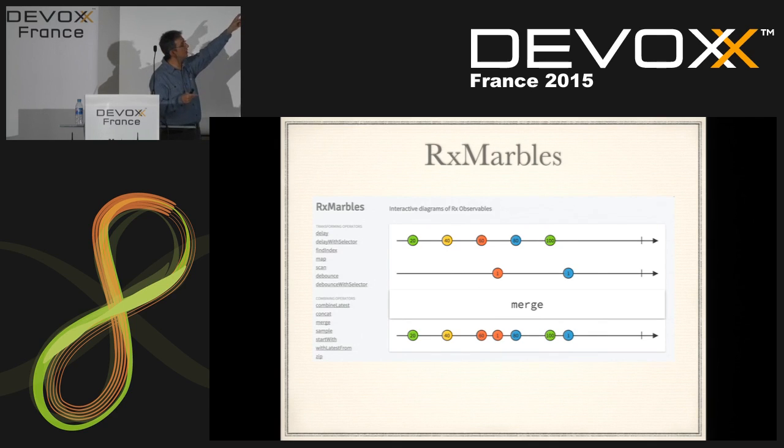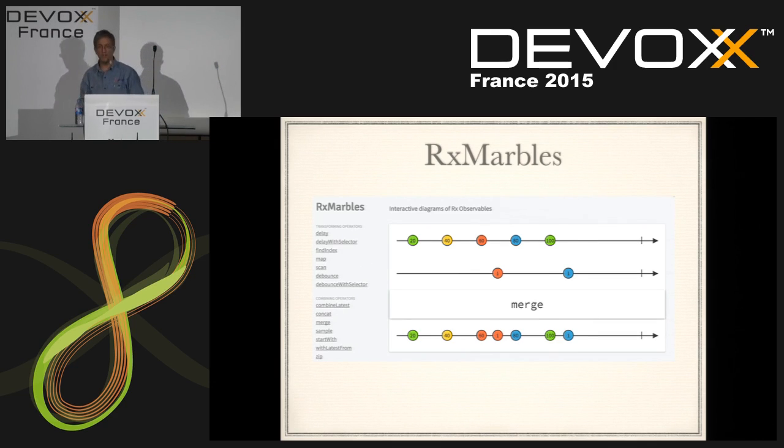So if I take the top stream and I do a merge with another stream, what do the results do? They're interactive, so don't just look at them. Start to click on them. Those are very good for getting an image of what exactly the operators do with the stream of data when you're combining and using them.